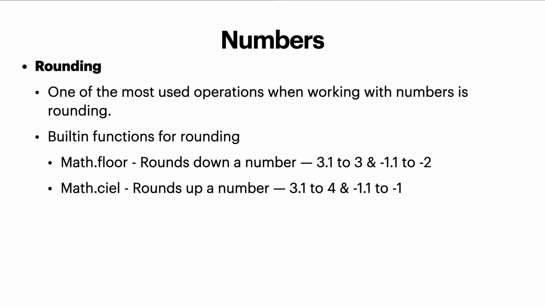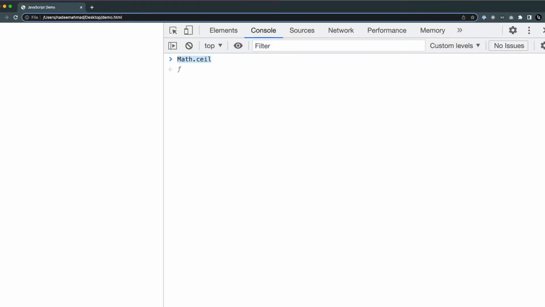Another method is called Math.ceil. It rounds up a number. Let's say we have a number that's 3.1, it becomes 4. And if we have a lower number, let's say minus 1.1, then it becomes minus 1. We can call the ceil method on the Math constructor like this. When we pass, for example, 3.1 to this, then you can see we're getting 4. The number is rounded up.